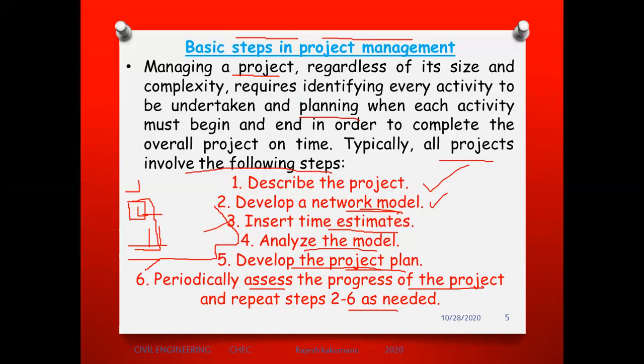So like this, these are the basic steps involved in any type of project analysis. That is network analysis, the PERT process or CPM process. If you take any type of network analysis, these are the 6 basic steps which are commonly used.